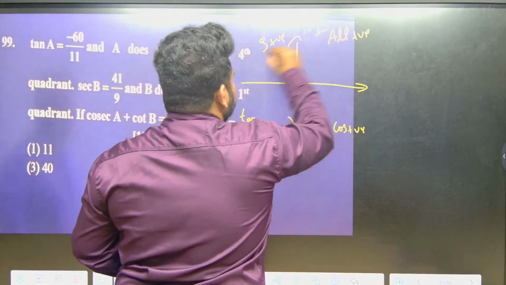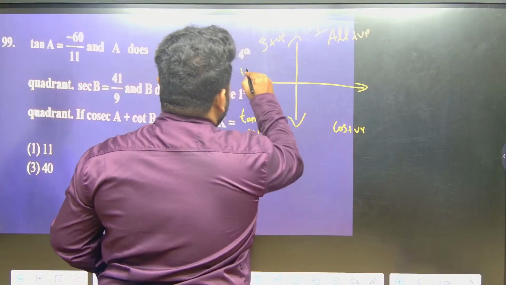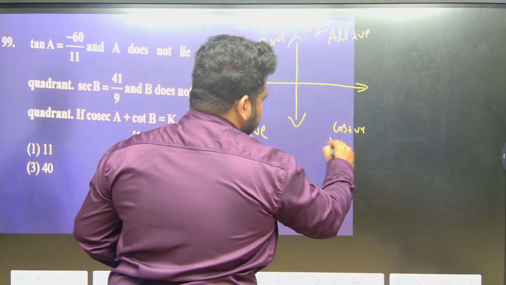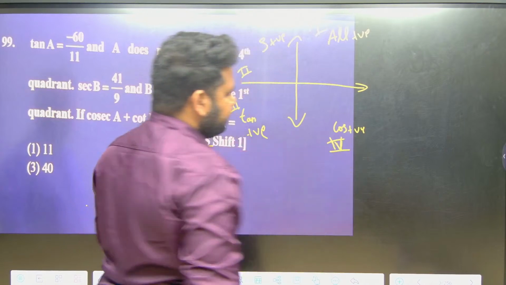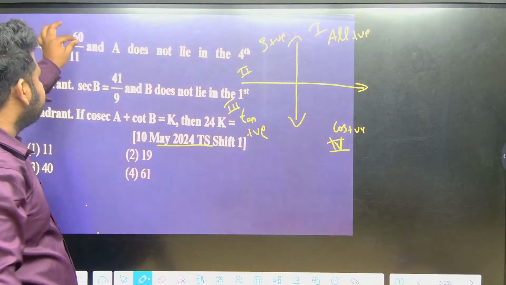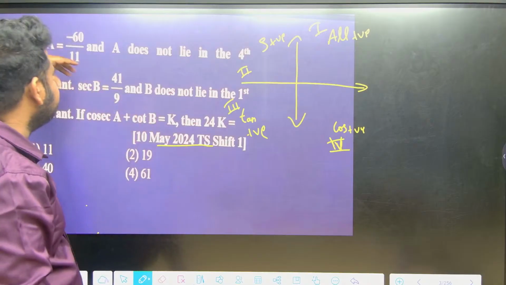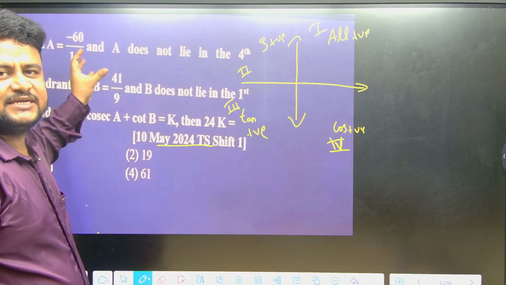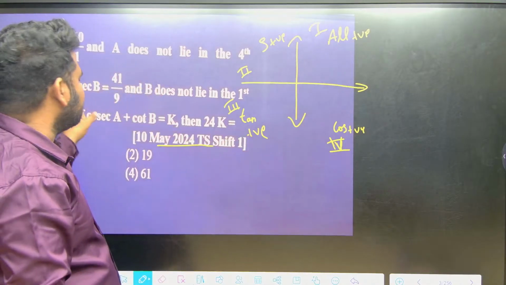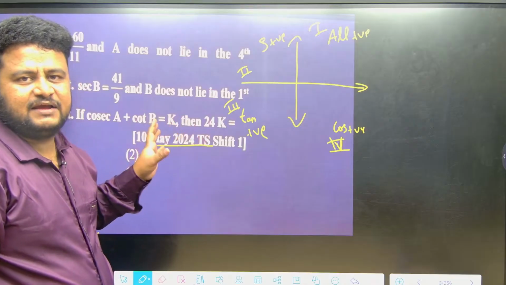This is 1st quadrant, this is 2nd quadrant, this is 3rd quadrant, and this is what? This is 4th quadrant. They are telling A should not lie in the 4th quadrant, but tan A is minus 60 by 11. That means tan A is becoming negative. Tan A is negative in which quadrant? They are telling A should not lie in the 4th quadrant, and tan A is negative.